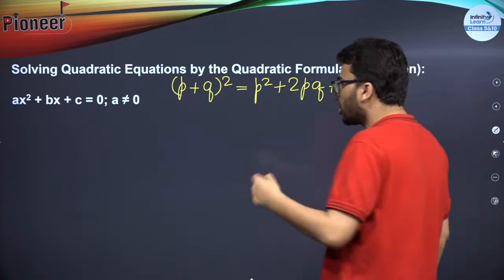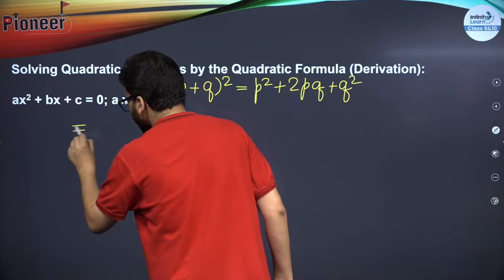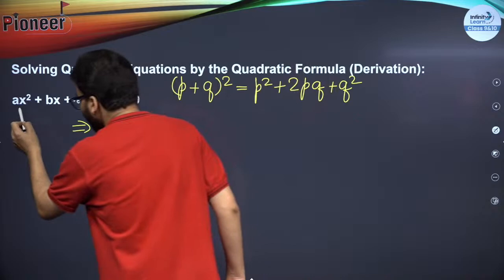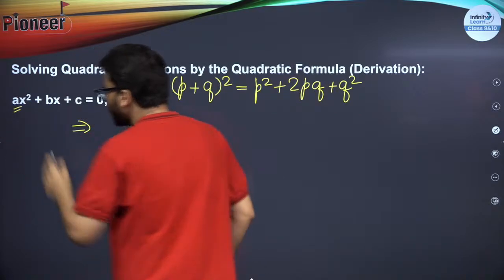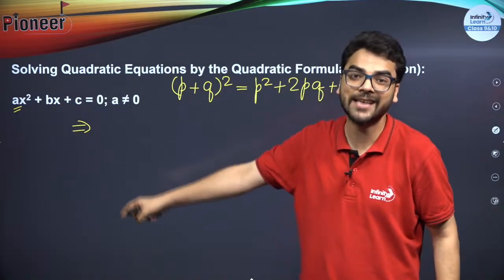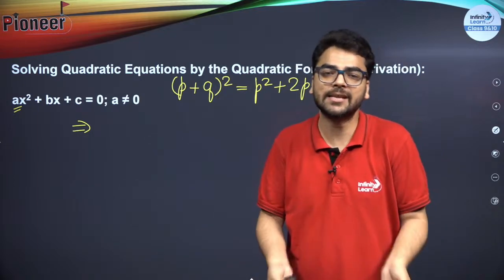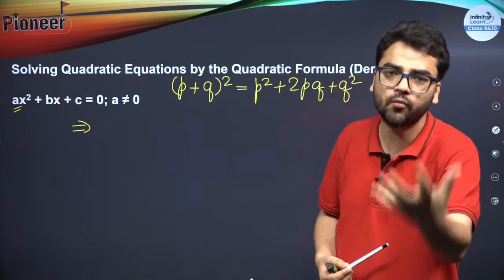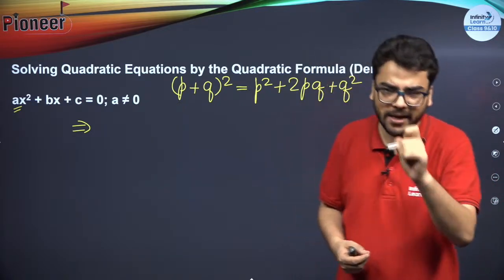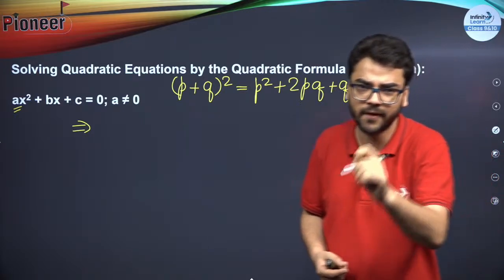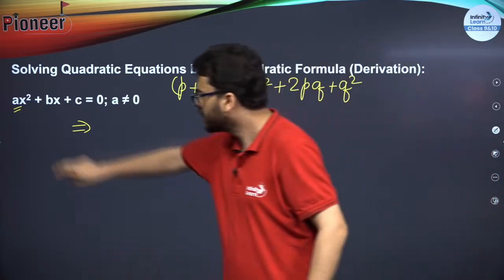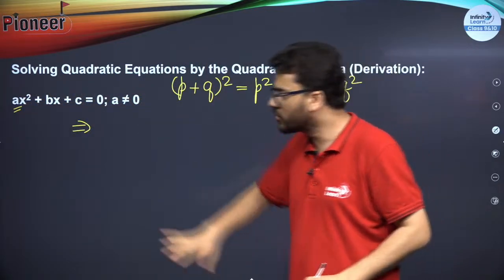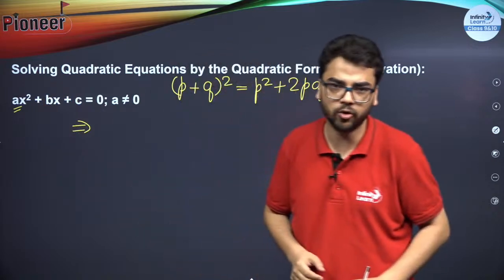Okay. Now, in order to solve this quadratic equation, the first thing to see is to make sure that the coefficient of x square is a perfect square. So over here you see that the coefficient of x square is a. You don't know whether it is a perfect square or not. So two ways are there by which you can make the coefficient of x square a perfect square. The first way is to multiply this equation by a on both the sides, or you can divide the equation by a on both the sides.